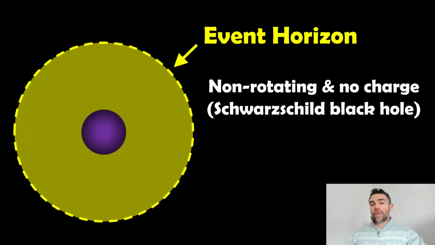The first type is your Schwarzschild black hole. This is a non-rotating black hole, and it has no charge. The event horizon here is symmetric all the way around. It has one event horizon. They are nice and easy to understand because they're symmetric: one event horizon, a singularity in the center. They're the easiest one to understand.